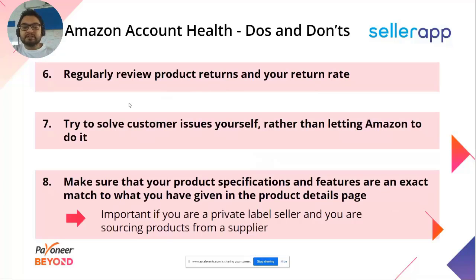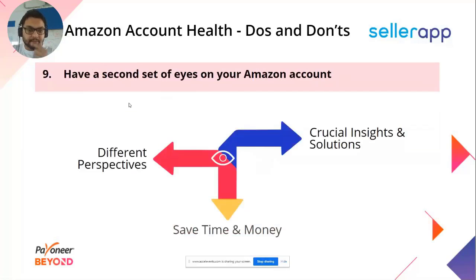Regularly review your product return rates, right? Try to solve the customer issues first before Amazon notices all of these issues. It can be around your listing sizes, your product sizes, your product quality, your brand names which you are using in the product listings, right?